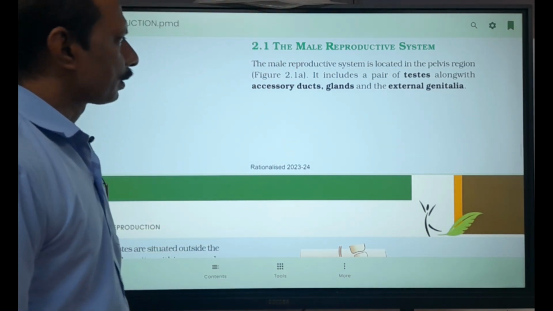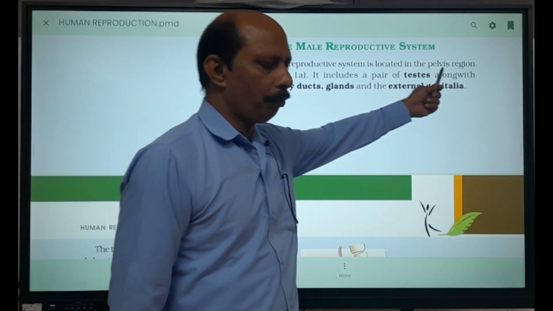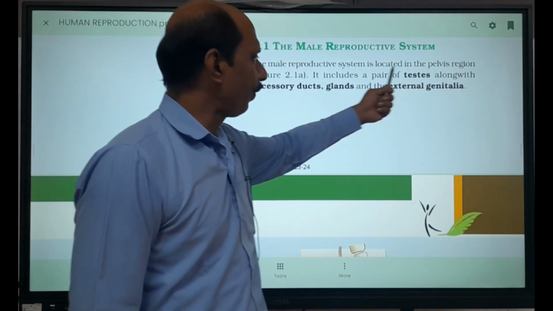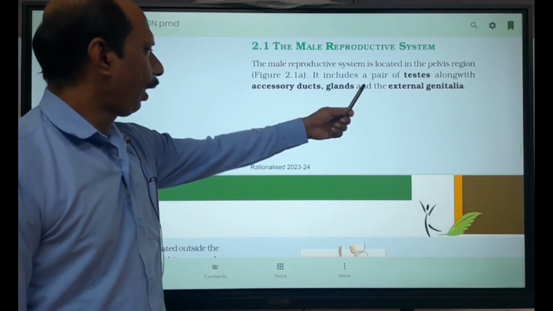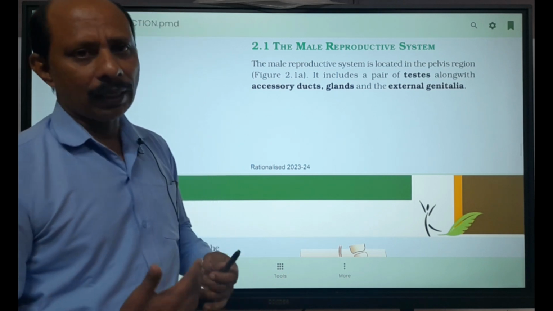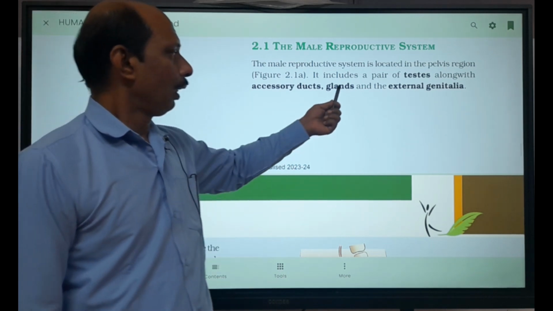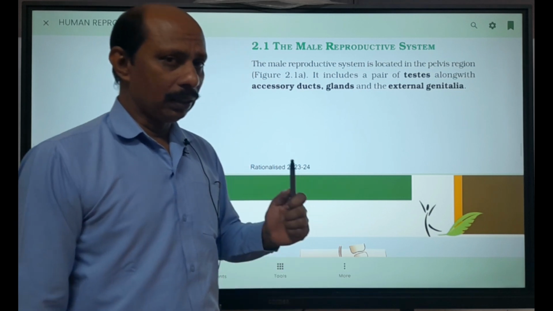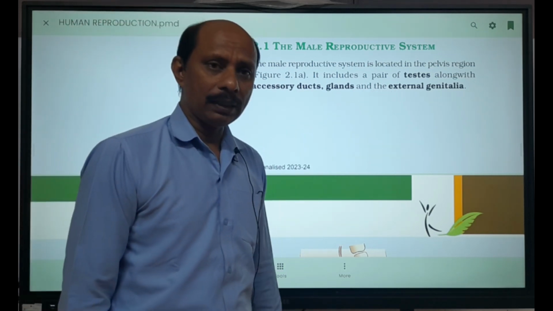Now look at what is given in the male reproductive system. The male reproductive system is located in the pelvis region. It includes a pair of testes along with the accessory ducts. Accessory ducts may be rete testis, epididymis, vas deferens. Then there are glands, three of them, paired or unpaired, and the external genitalia, that is the penis.